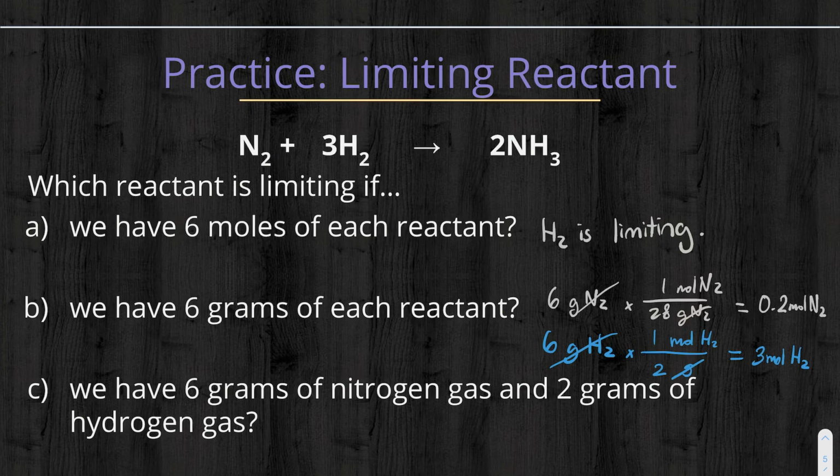And based on the molar ratio now, I need 1 to 3, right? I can see now that I don't have enough nitrogen to react with all the hydrogen. In this case, N2 is limiting. But there's no way I could do that off the top of my head because I would need the molar mass. I would need to use the periodic table and convert my grams to moles to figure out how the molar ratios work.